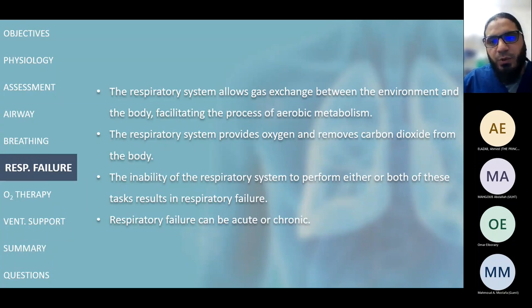Any defect in any one of them is a failure. According to this, they have categorized respiratory failure into two main types. And these two types can be acute or chronic as well.